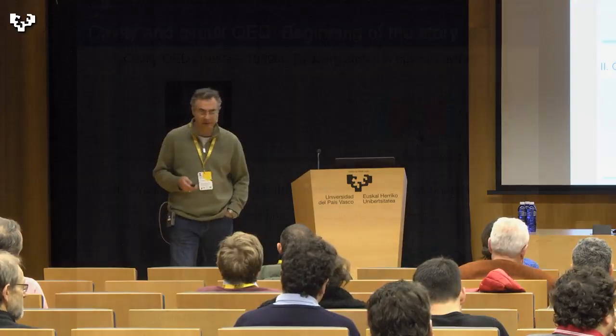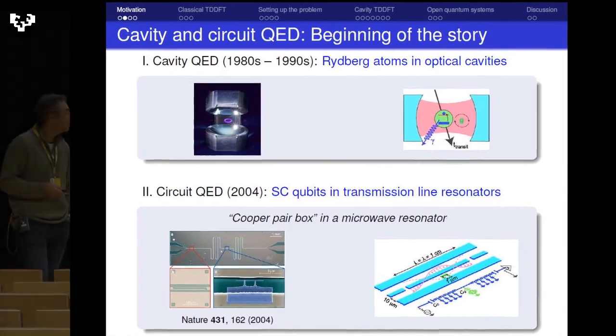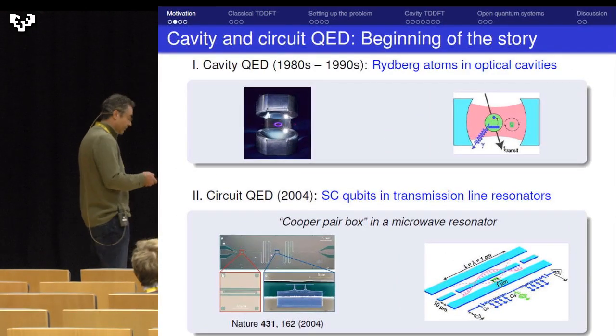Experimentally, the beginning of the story can be dated back to the 80s, when people managed to experimentally create high-quality resonators and to build up strongly bound states of the electrons in Rydberg atoms with the photons of the photon modes of the cavity. In the 2000s, a new stage came with the advent of what is now called circuit QED. The first demonstration was an artificial atom, a macroscopic, mesoscopic artificial atom, the so-called Cooper pair box, embedded into a high-quality microwave resonator.